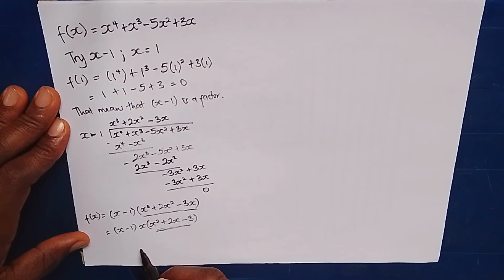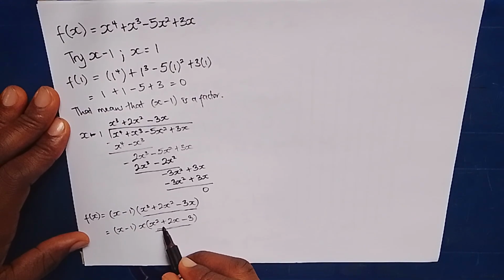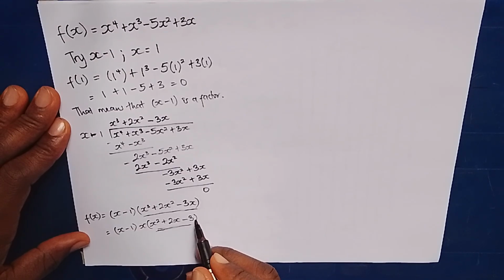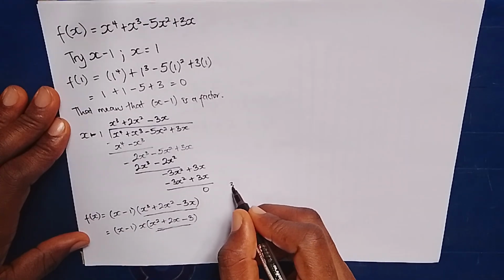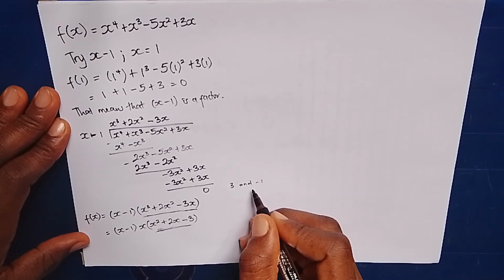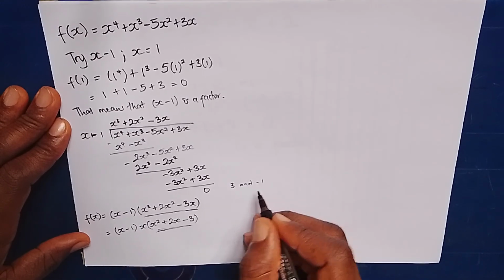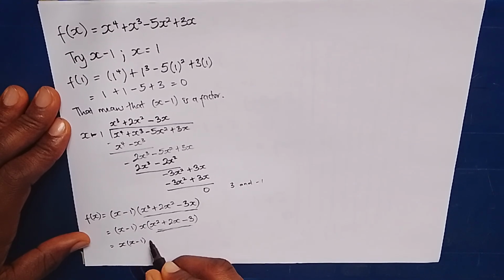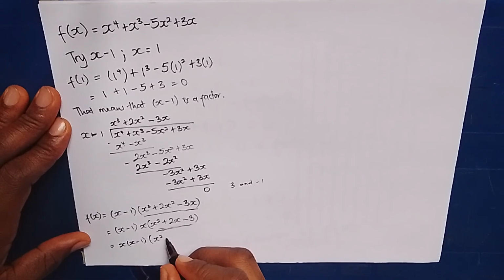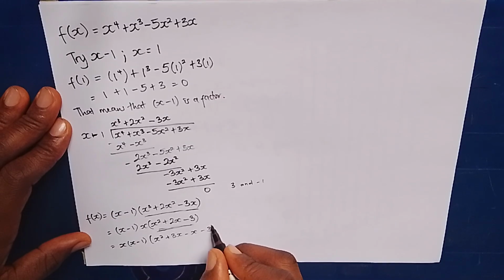And how do we factorize a quadratic expression? We find two numbers that will be added to give us plus 2, and that will be multiplied to give us minus 3. In this case, that will be 3 and minus 1. 3 plus minus 1 is equal to 2, and then 3 times minus 1 is equal to minus 3. So we do this: x minus 1, then x squared plus 3x minus x minus 3.